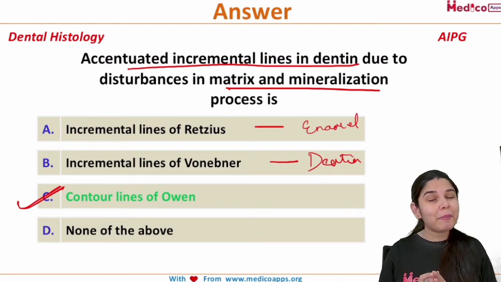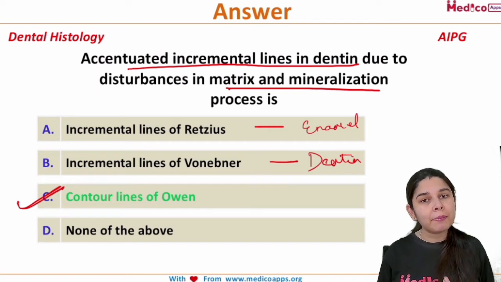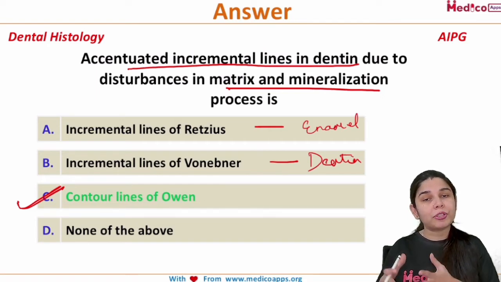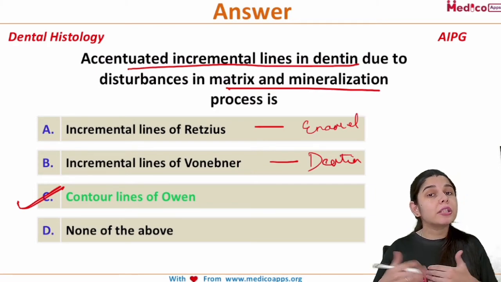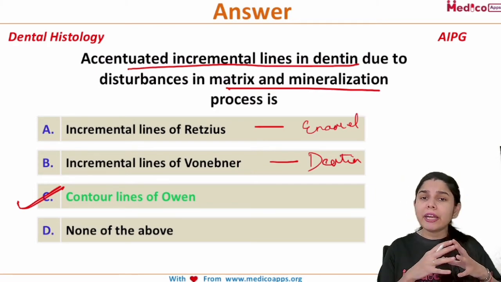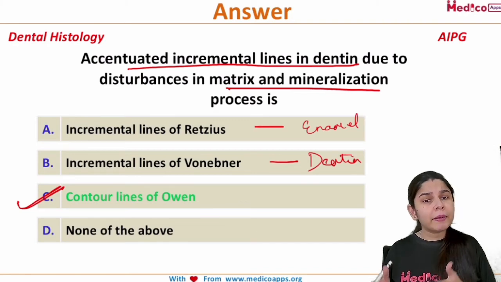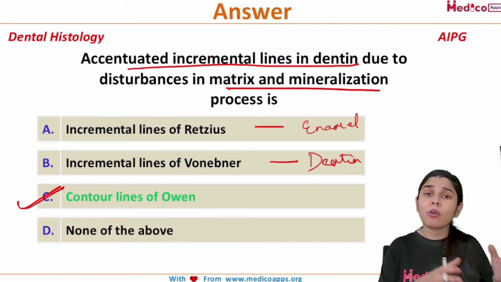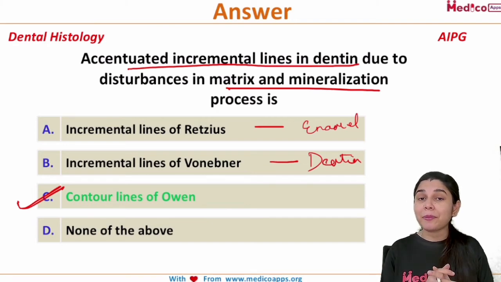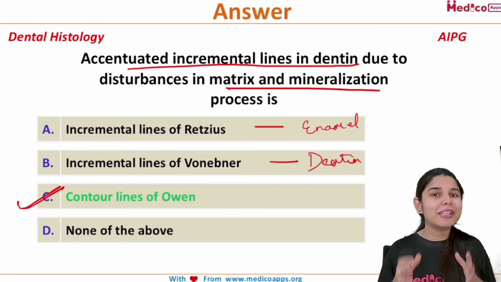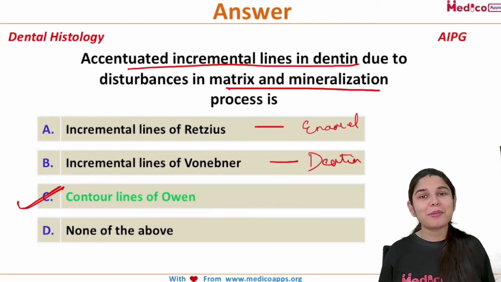So please do remember all these three incremental lines, because questions can be framed differently among all these three options. This is one of the questions I have discussed where there is disturbance and where there is difference, but it might ask you about the incremental lines of Von Ebner or Retzius also, and sometimes this can also be asked by a viva examiner. So kindly do remember these three important lines which I have made simple for you.